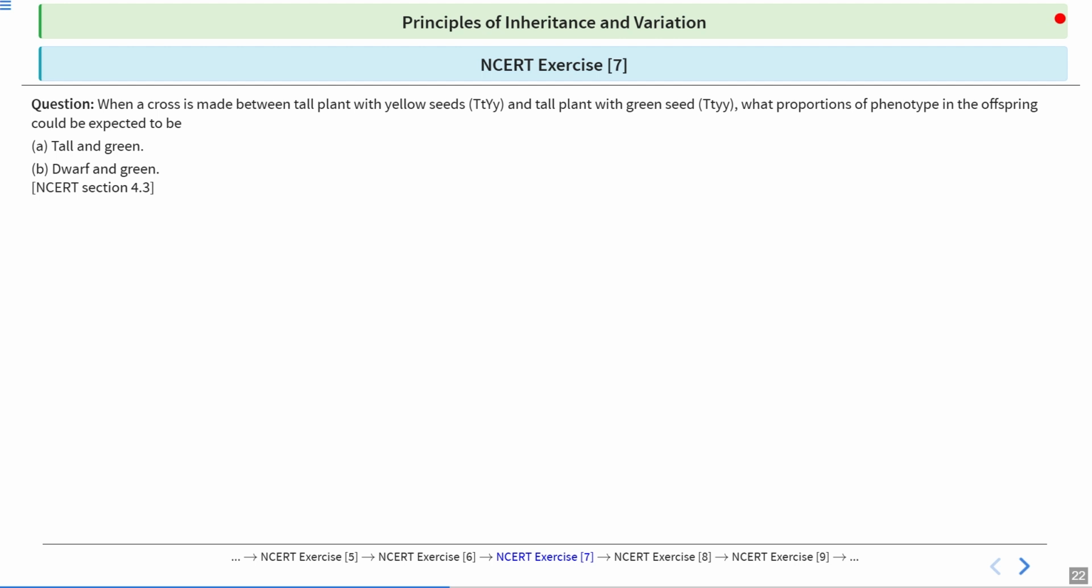Now, next question. When a cross is made between tall plants with yellow seeds, the genotype is given to you, they are heterozygous for both the traits, this is crossed with tall plants with green seeds. Now, what proportion of phenotype in the offspring could be expected to be tall and green and dwarf and green? So what will be the answer for this question?